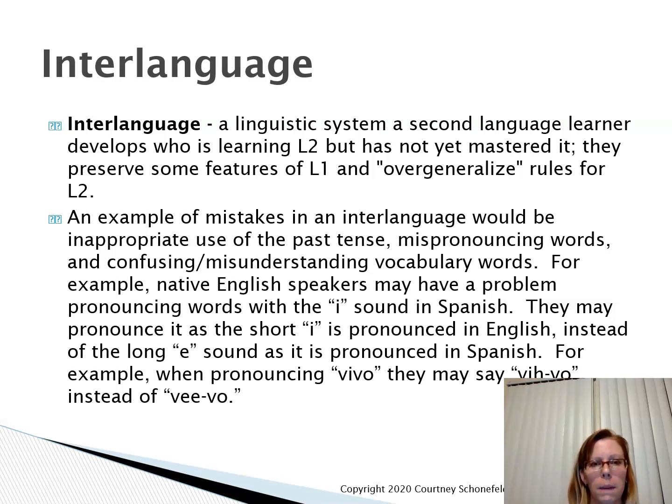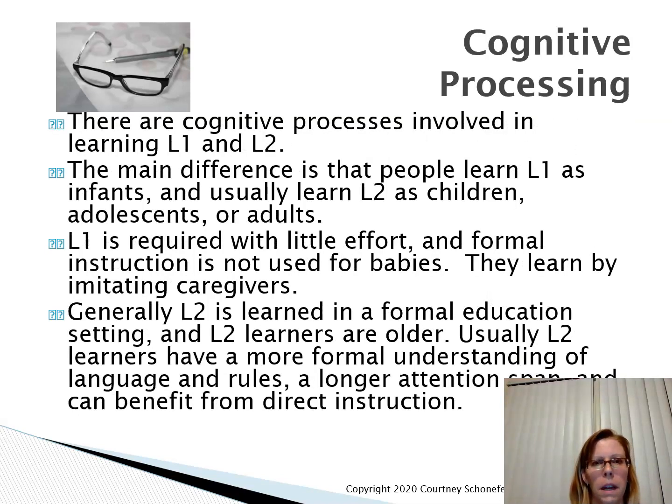So again, we already talked about interlanguage, but make sure you know that it's by Larry Selinker, again, when they're speaking L2, but making mistakes still, right? All right, there's different cognitive processes involved, whether you're learning L1 or L2 or acquiring. So generally, people learn L1 when they're babies, toddlers, right? And they learn L2 when they're older, usually. There's always exceptions. So L1 is acquired with little effort, and formal instruction is not used for babies. They learn by imitating caregivers, okay?